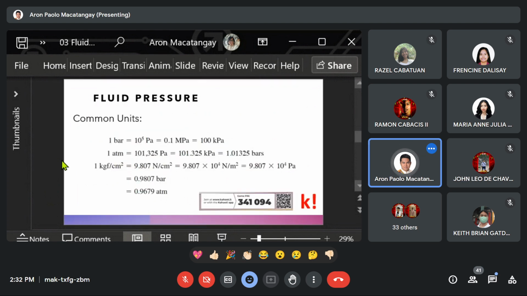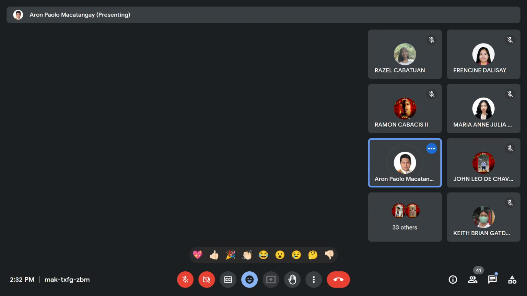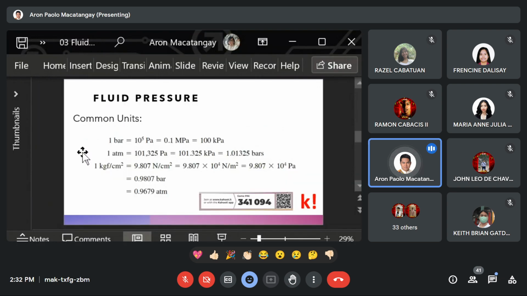Oh, next. So a common unit of pressure is the Pascal. What we usually use is this, 101,325 Pascal, which is equal to 1 atm, the standard atmospheric pressure. You will usually see this in kilopascal, 101.325. And this is its conversion to bars, also 101.325 for 1 atm. You will also see this in different units like these below. So these are their conversions.